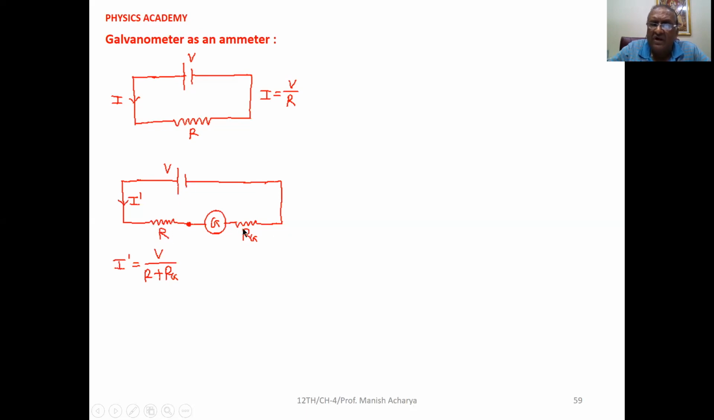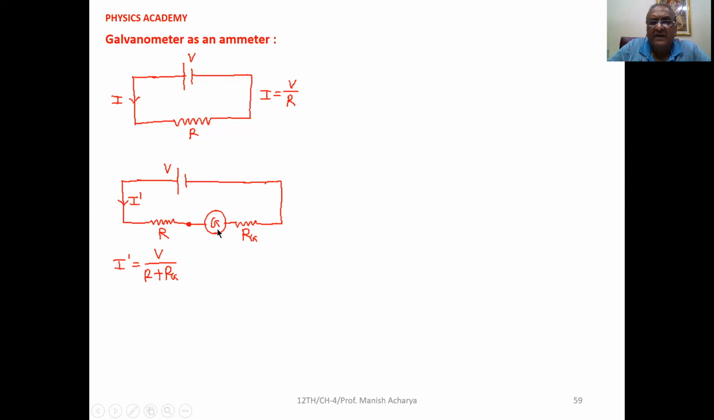So now the total resistance of the circuit itself is changed. So the current flowing in the circuit will be changed. Now the current I dash is equal to V upon R plus Rg. Actually, you want to measure the current I flowing through the resistance R, and as soon as you use galvanometer to measure this current, the current itself in the circuit is changed. This is one limitation.